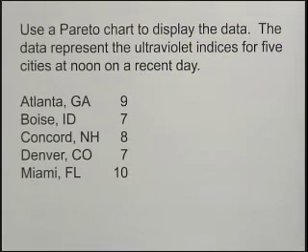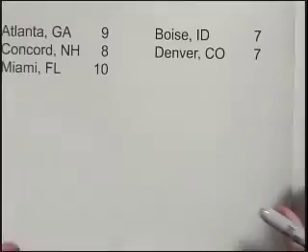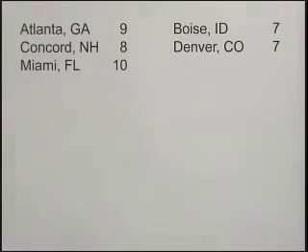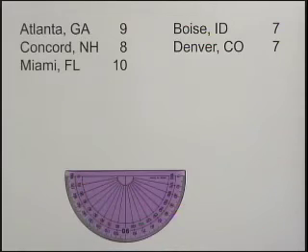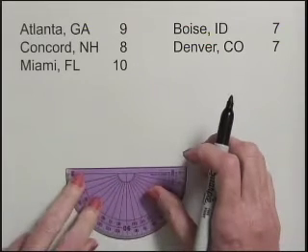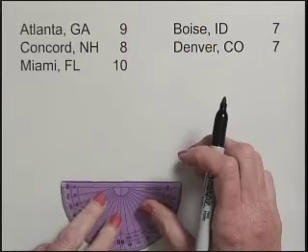Use a Pareto chart to display the data. The data represent the ultraviolet indices for 5 cities at noon on a recent day. So we have Atlanta, Georgia at 9, Boise, Idaho at 7, Concord, New Hampshire at 8, Denver, Colorado at 7, Miami, Florida at 10. So again, giving ourselves a little bit of space, we want to work with a Pareto chart. Now, a Pareto chart is a vertical bar graph, and the height of each bar is going to represent the frequency or the relative frequency.